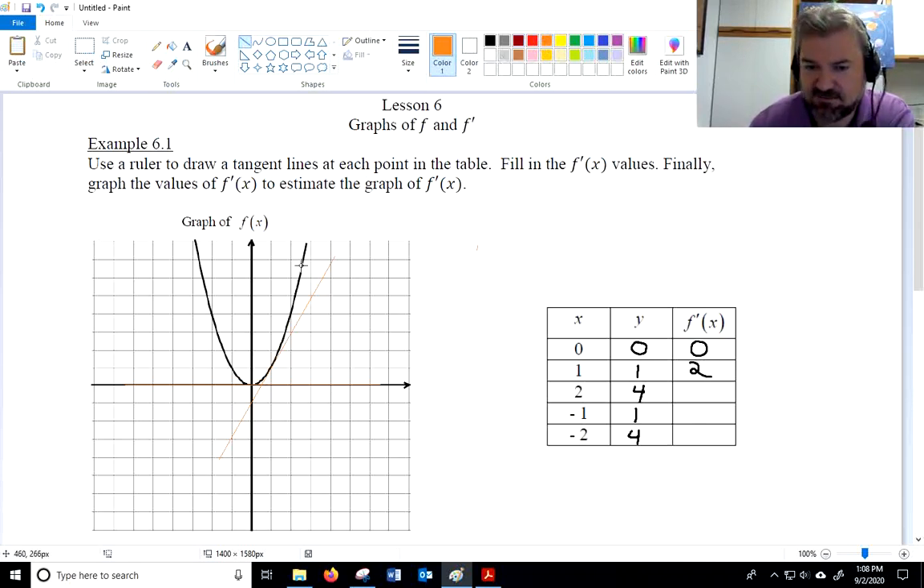This time at x equals 2. Well, I think that's a little too steep. Let's make it just a little bit less. There we go. All right, I think that's about as close as I'm going to make it, and we can see it's up 1, 2, 3, 4 over 1. Okay, so that is a slope of 4. Look at that. The slope of the tangent line is the same as the y-coordinate of the graph, interestingly enough.